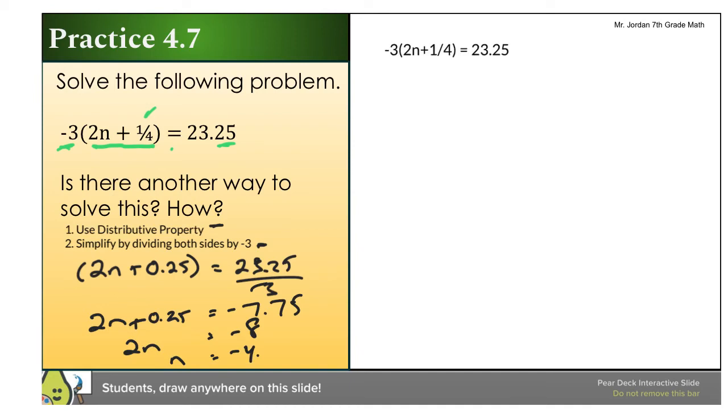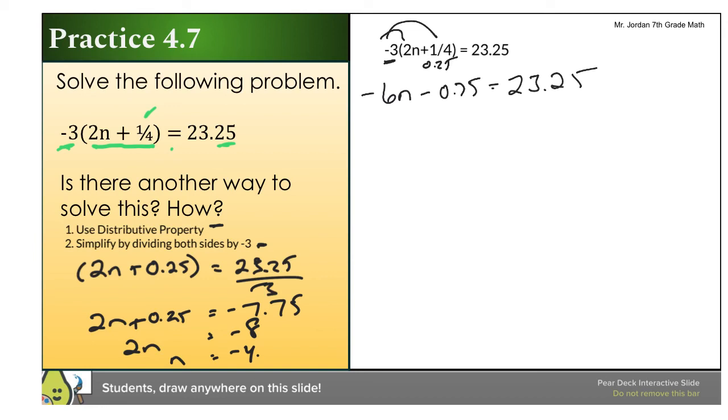So if I check my work using the distributive property, I'm going to go minus 3 times 2n, which is minus 6n. Then minus 3 times 1/4. Now, instead of using the fraction, I'm going to use the decimal, so that's 0.25. So minus 3 times 0.25 would be minus 0.75 equals 23.25.